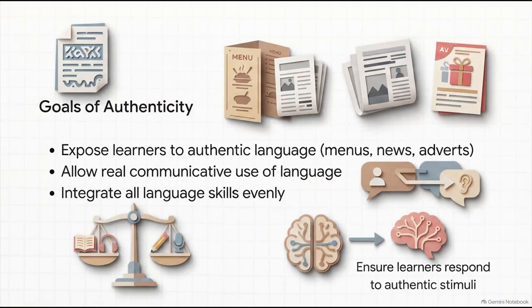So, how do we make it authentic? The goal isn't just to show off perfect grammar. It's about passing along real information. When we expose learners to actual restaurant menus or real news broadcasts, we force them to respond to authentic stimuli. This naturally integrates reading, listening, and speaking all at once. It allows for a genuinely communicative use of the language to achieve an actual, tangible outcome.